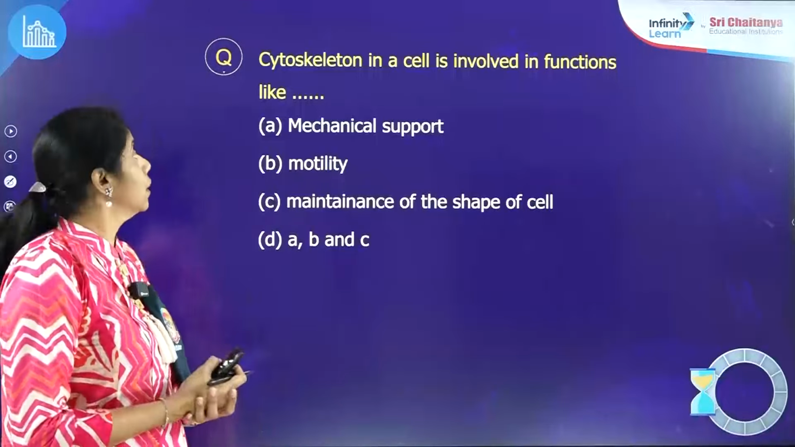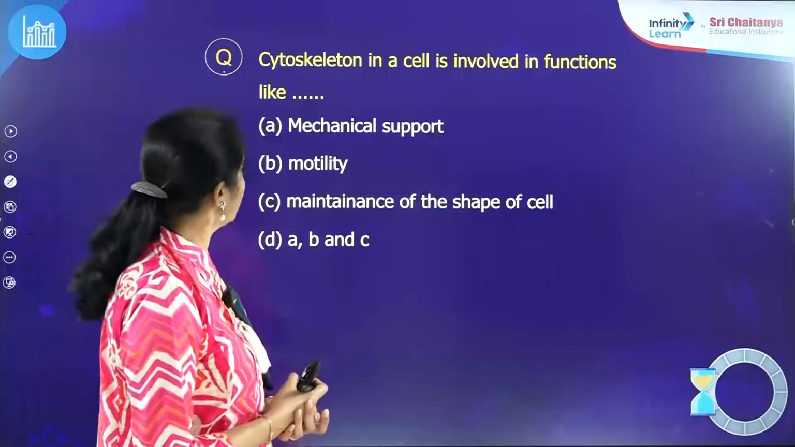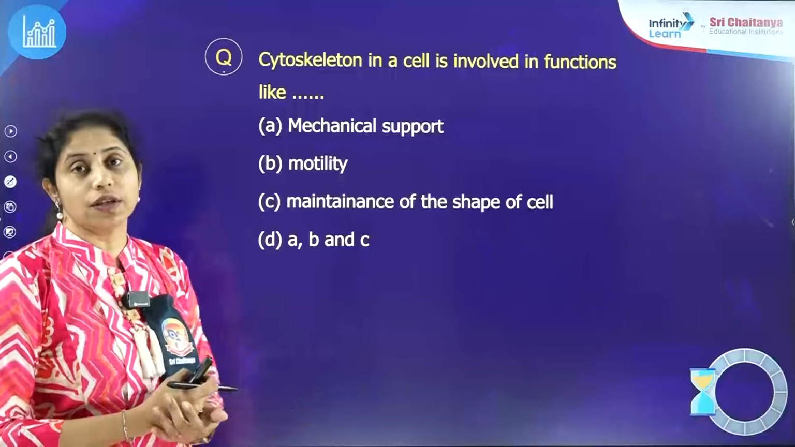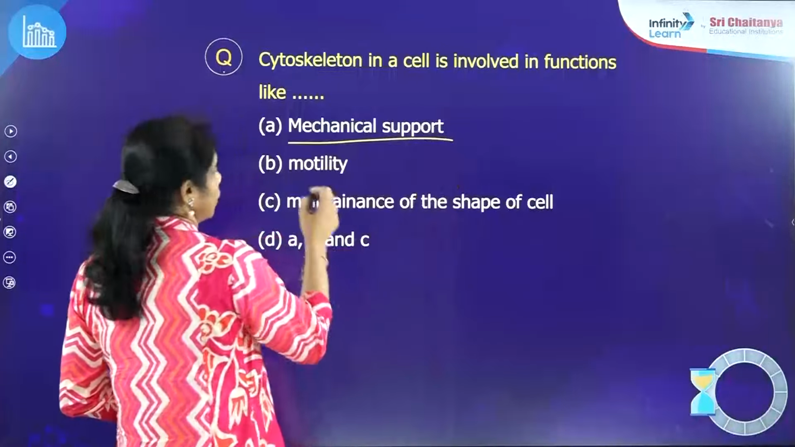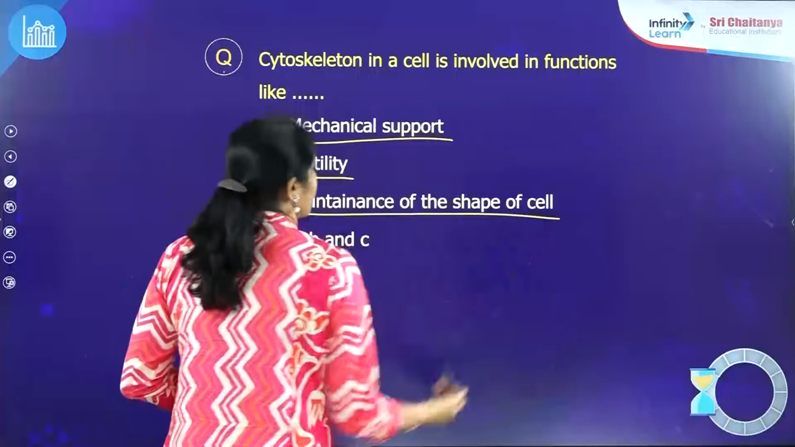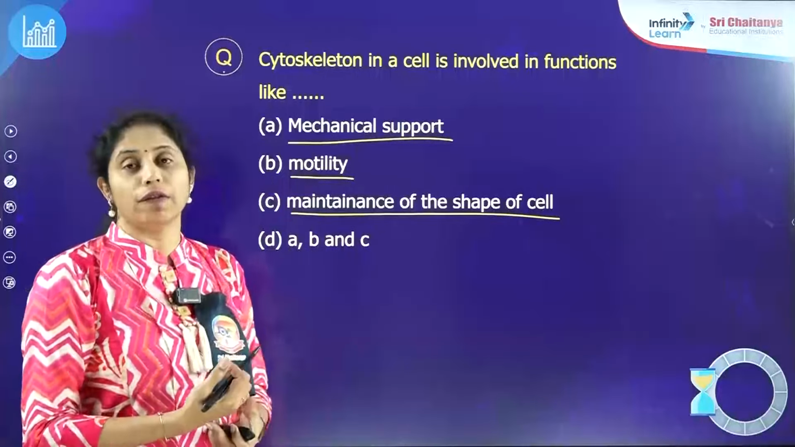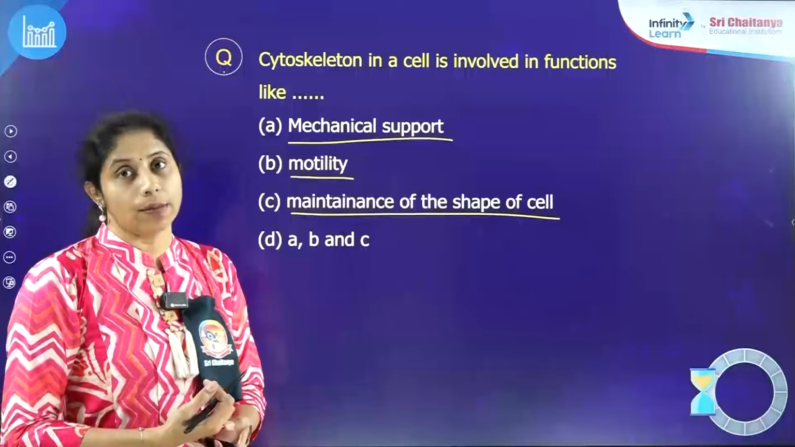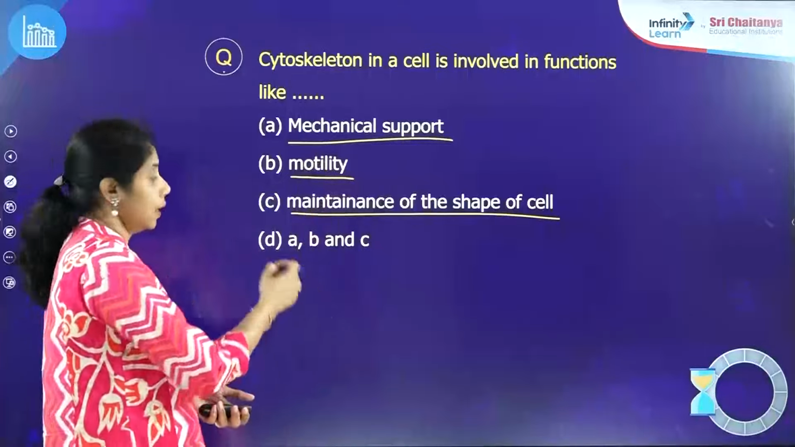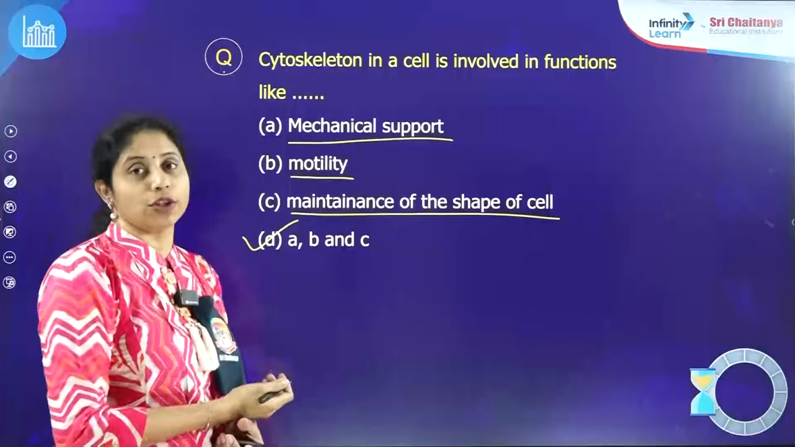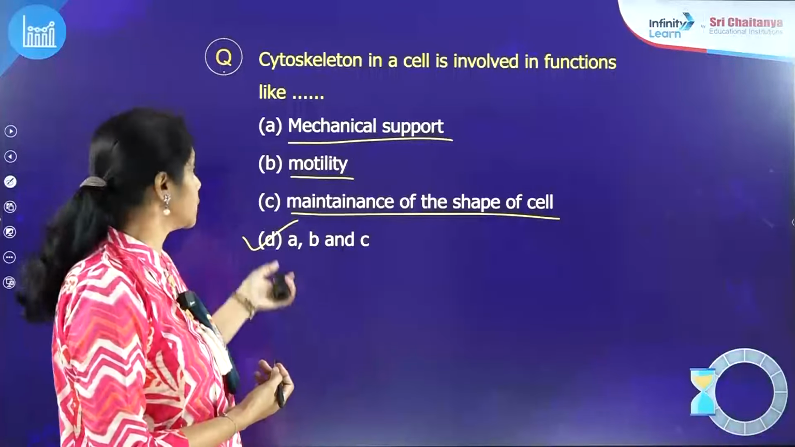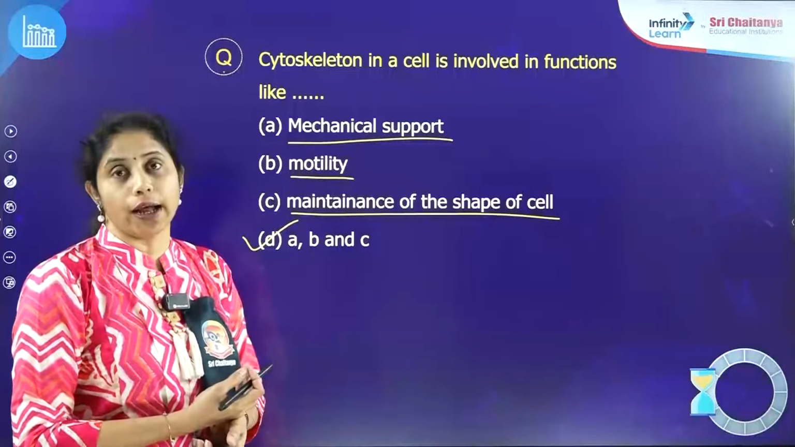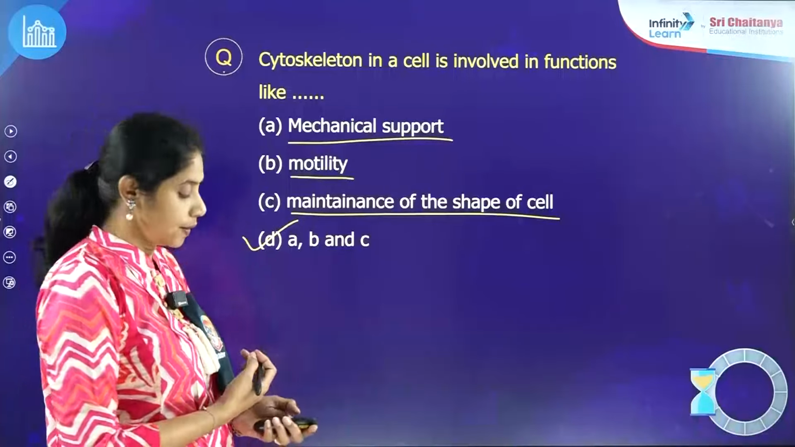The first question: cytoskeleton in a cell is involved in functions like, which functions are performed by the cytoskeleton? The first one, mechanical support, motility and maintenance of the shape of the cell. These three are the main functions given in the NCERT book. So, all these three are correct. So, the correct option for this question will be mechanical support, motility and maintenance of the shape of the cell.